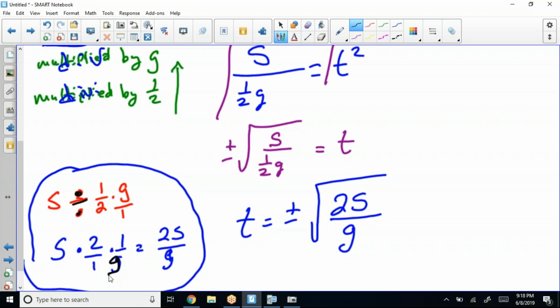Yes, sir. And that's how I'll get t equals plus or minus. But make sure it's a plus and minus, because when you take the square root of something, you're getting 2 answers. Unless you're dealing with something like a length, you'll still get 2, but you'll discard 1 because contextually it's not correct.